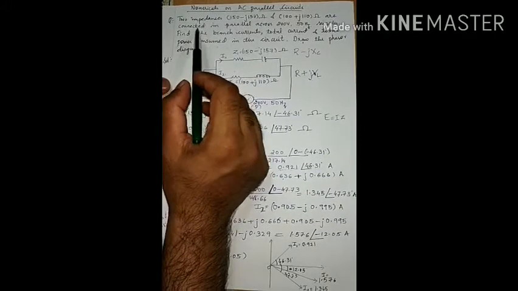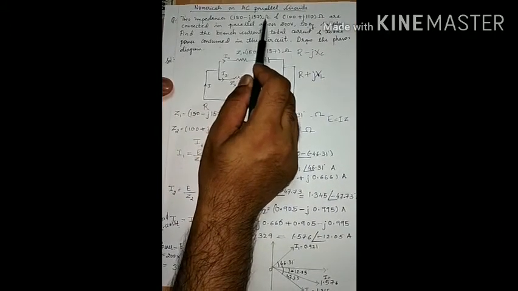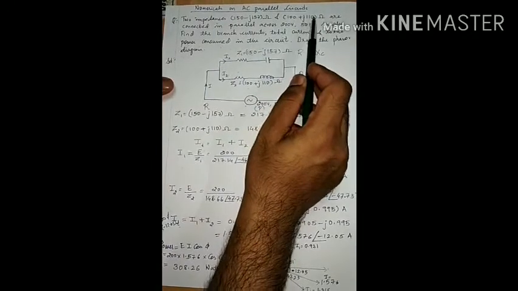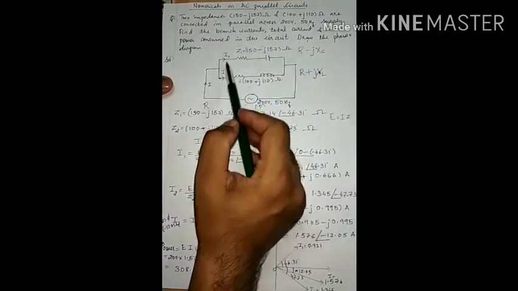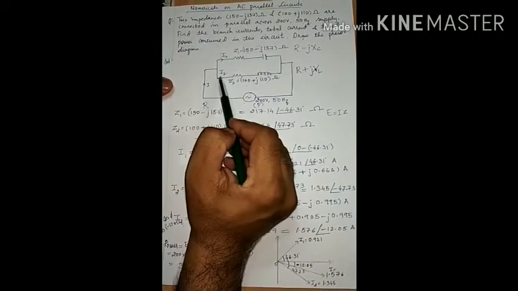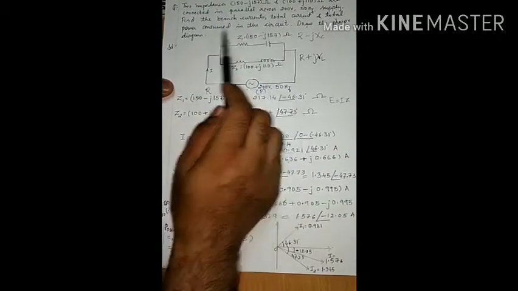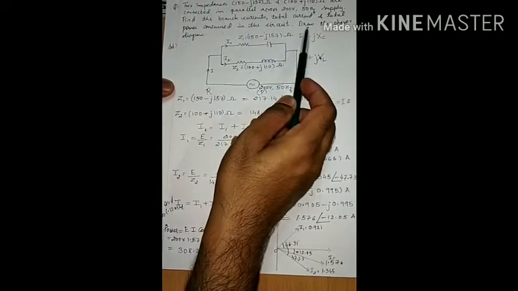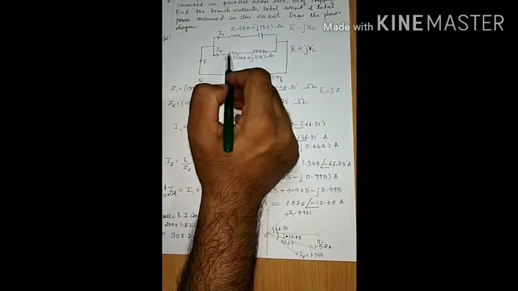Let's take an example. Two impedances, 150 minus J157 ohm and 100 plus J110 ohm, are connected in parallel across a 250 Hz supply. Find the branch current, the total current and the total power in the circuit. Also draw the phasor diagram. Here you can see there are two parallel branches.